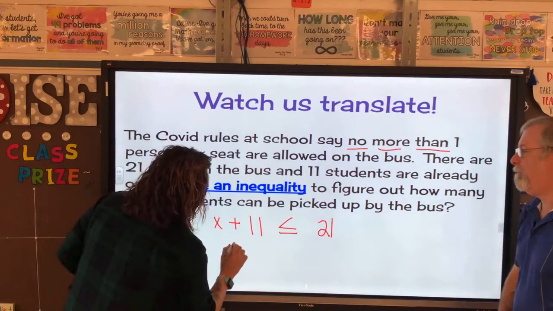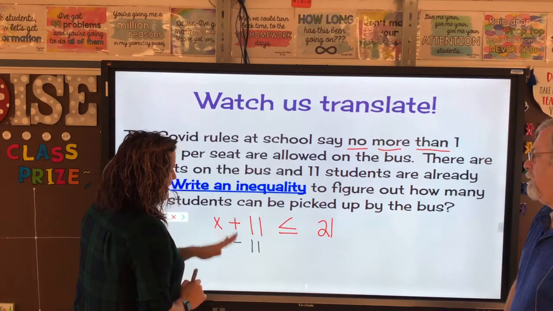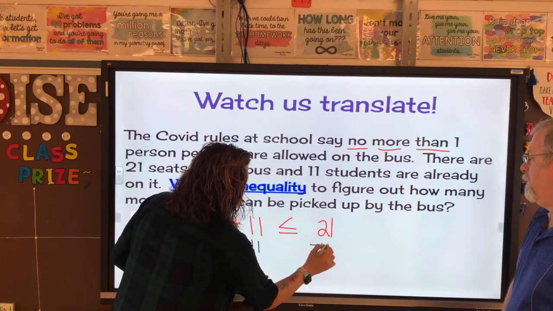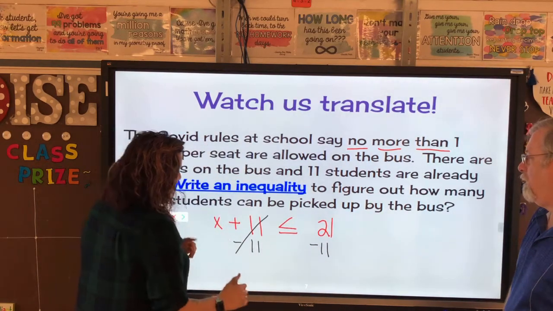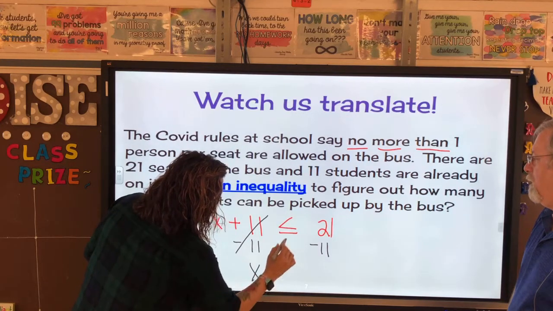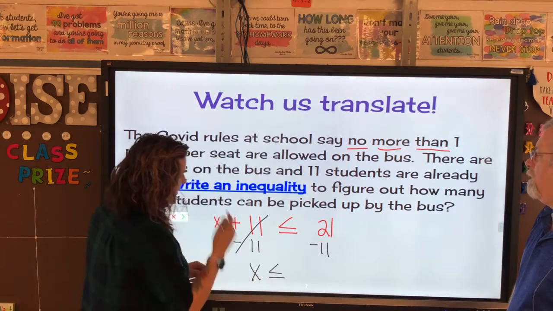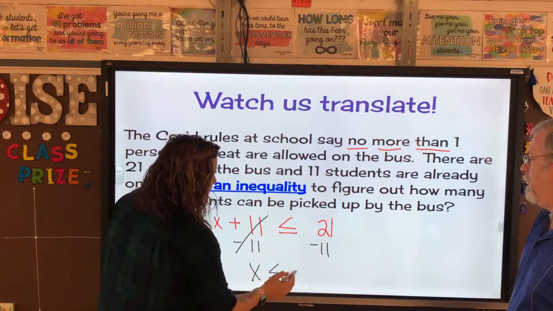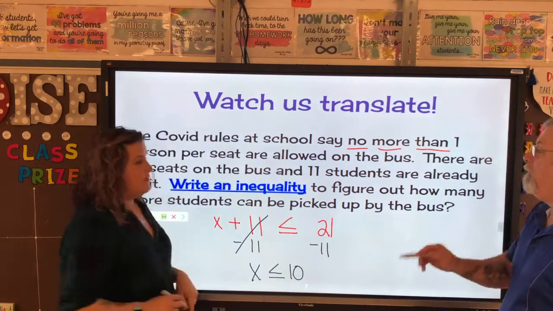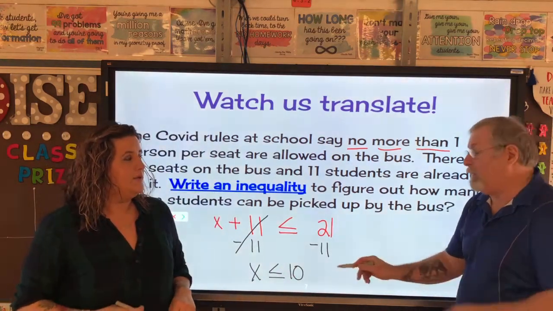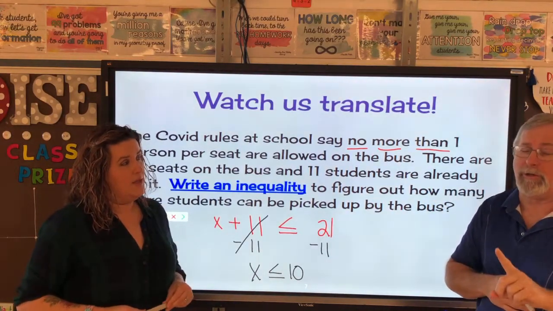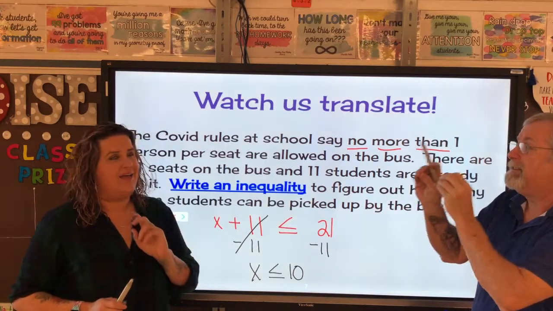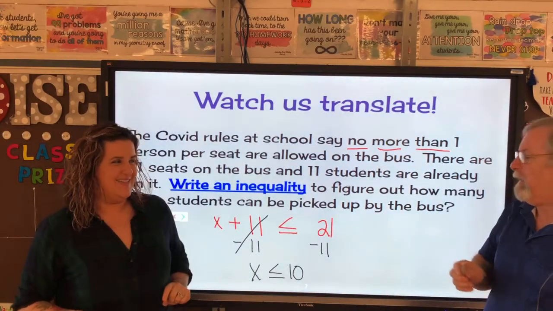So I'm going to subtract 11 from this side, and whatever I do to this side, I have to do to this side. That goes away because inverse operations cancel each other out. So I have x. I'm going to just drop down my inequality sign. And 21 minus 11 is 10. Remember now, this is an inequality, which means there's not just one answer. It's a set. There's a solution set.